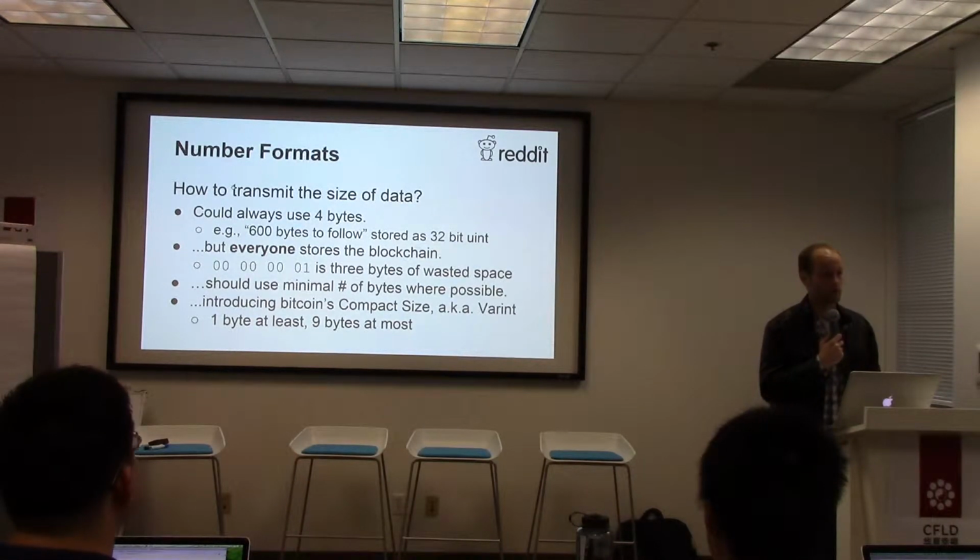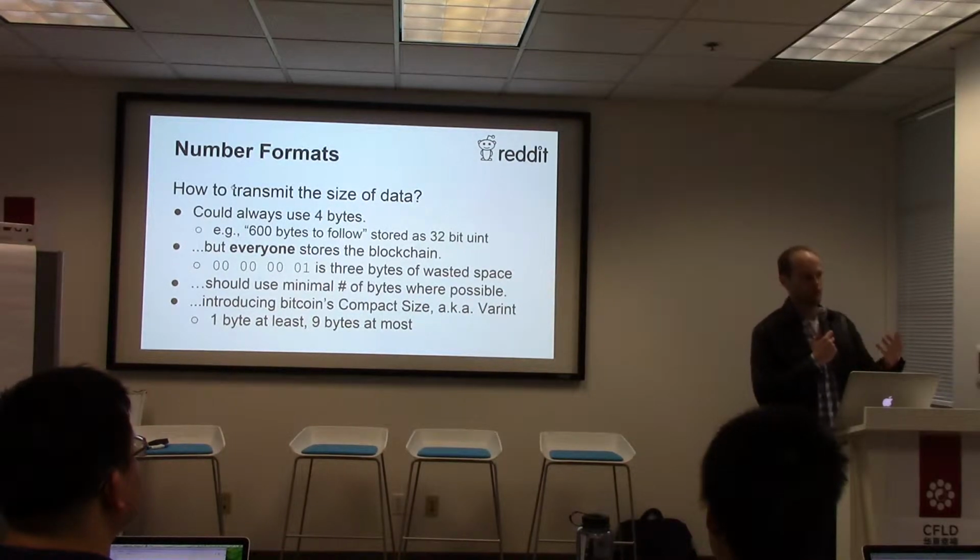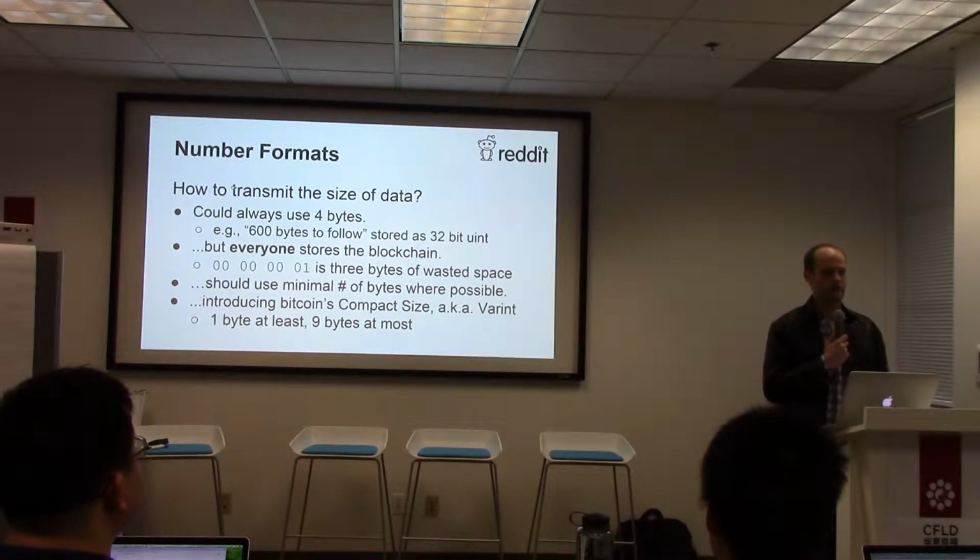Transaction or in a block or in the peer-to-peer protocol, you transmit the size of something. Well, you could use 4 bytes always to represent the size of something, but that would be inefficient if you're only ever transmitting a small number. And also, not just for network efficiency, but if everybody stores the blockchain, you want to use a small compact number format. So Bitcoin has its own custom number format that's called compact size.